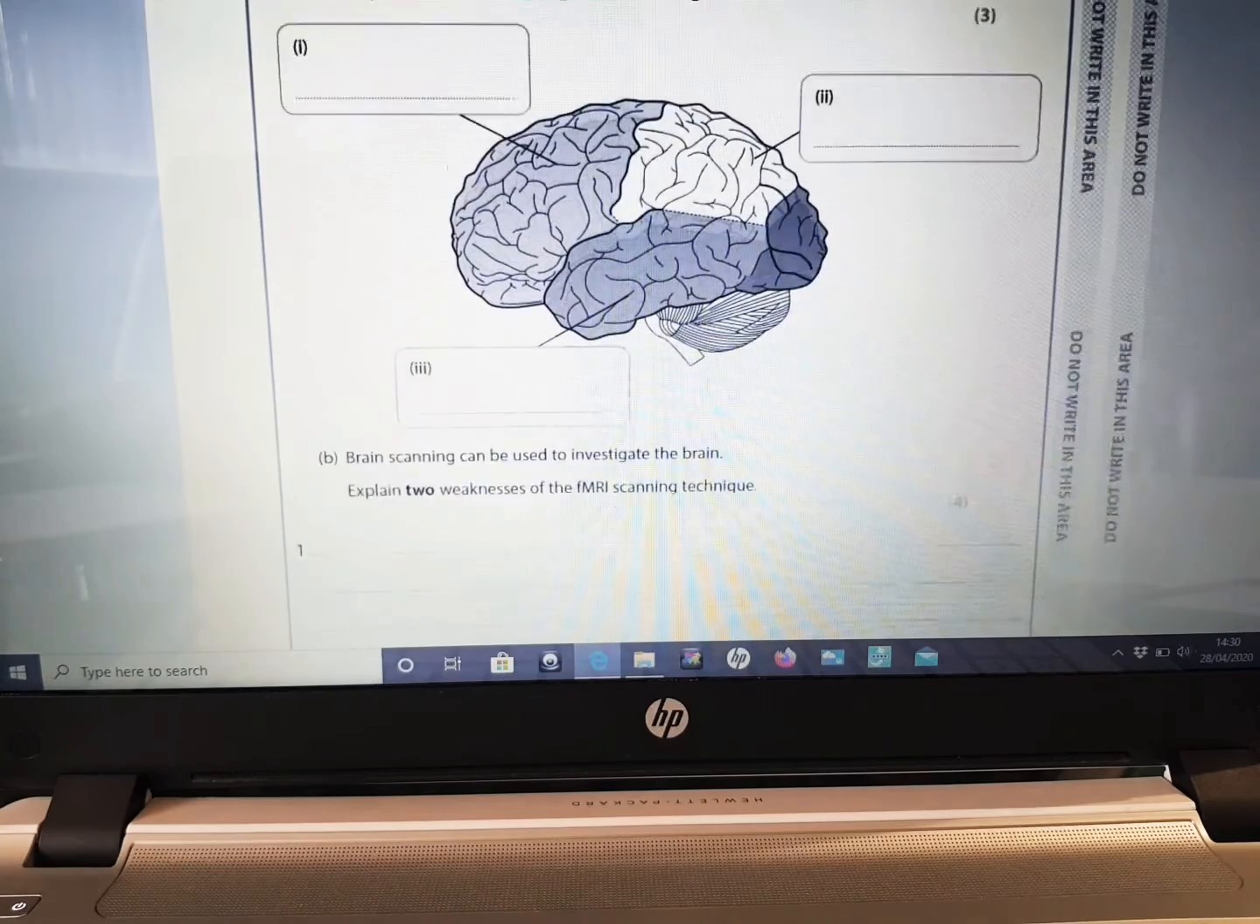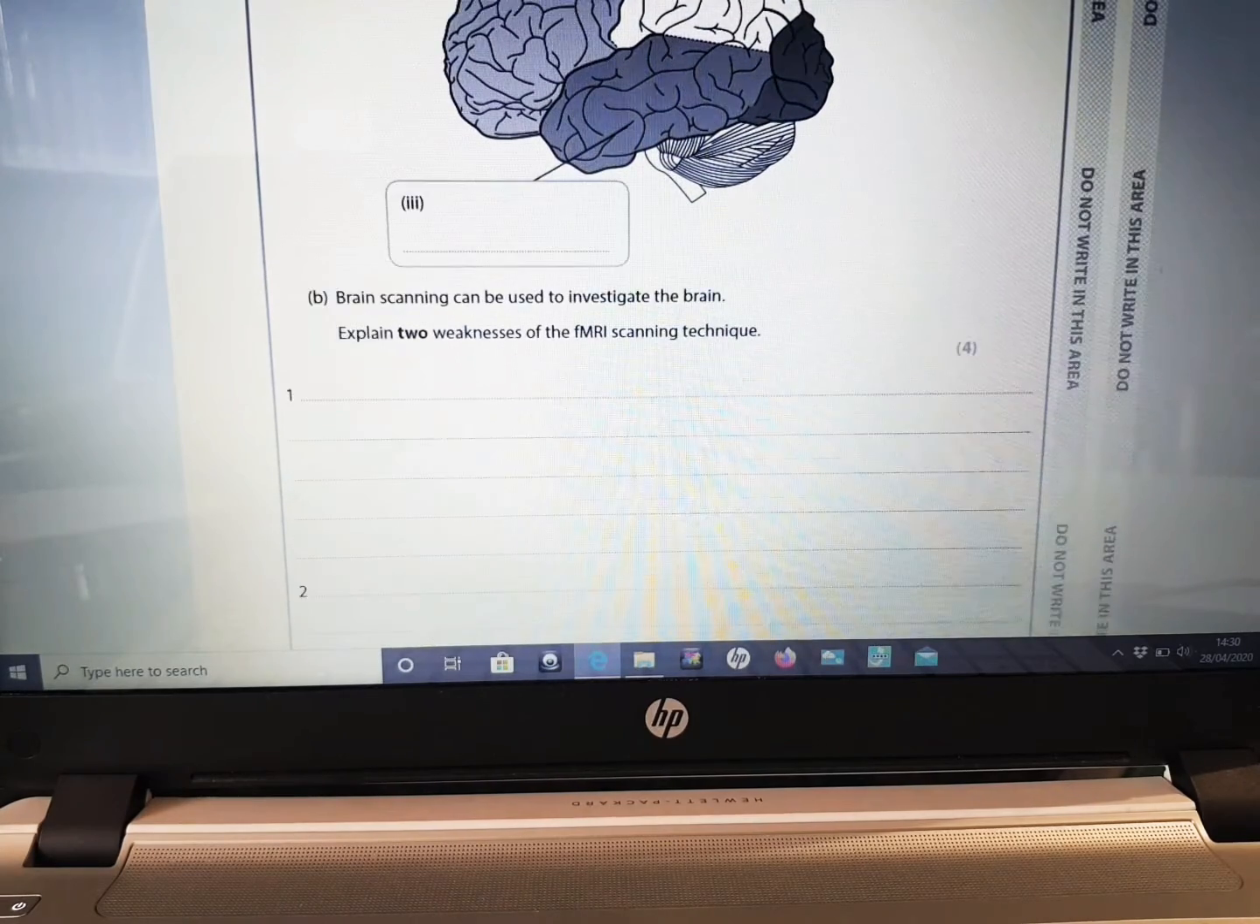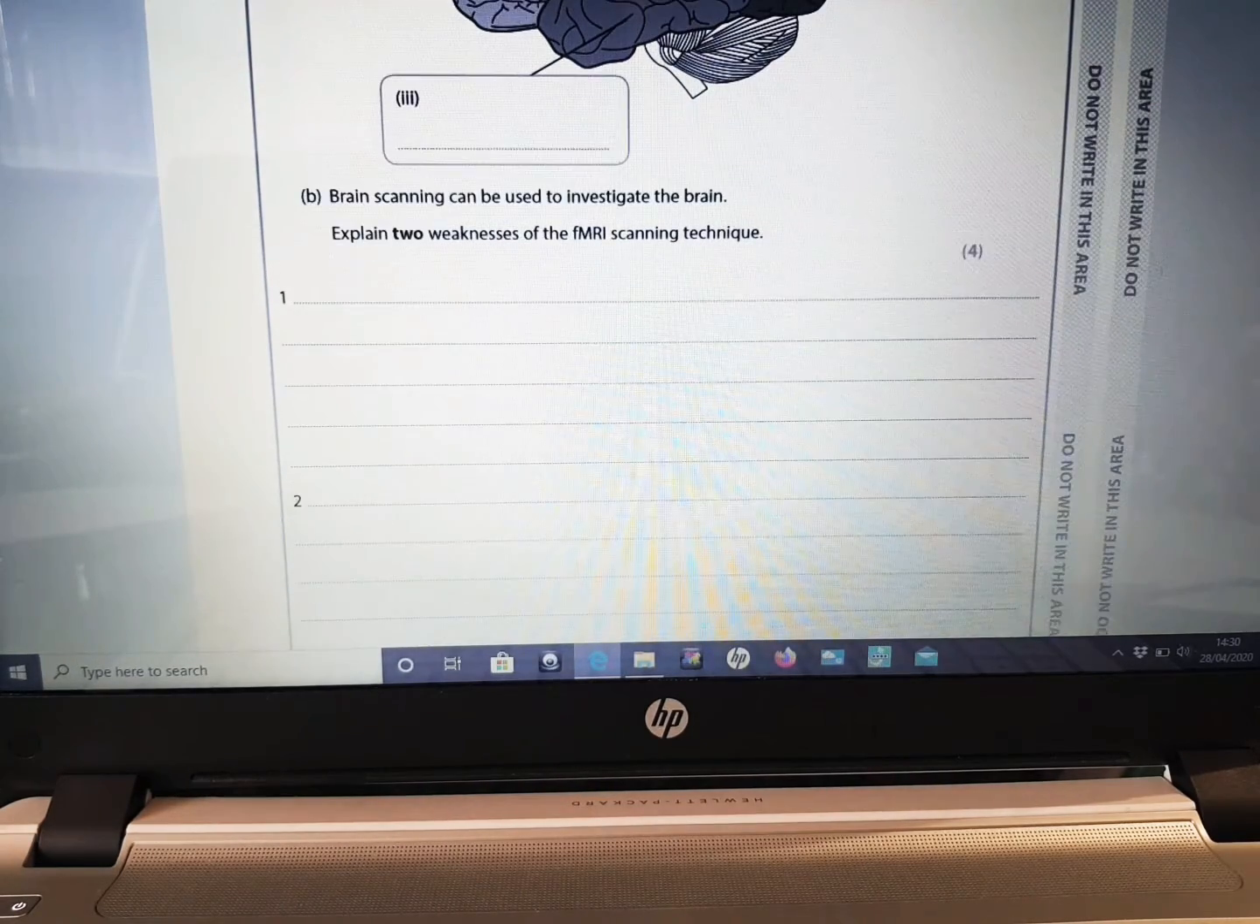Part B is again a 4-mark question here. Brain scanning can be used to investigate the brain. Explain 2 weaknesses of the fMRI scanning technique. So this question is 4 marks. So there's 1 mark for identifying the weakness and then 1 mark for justifying. So we've got an AO1 and an AO3.